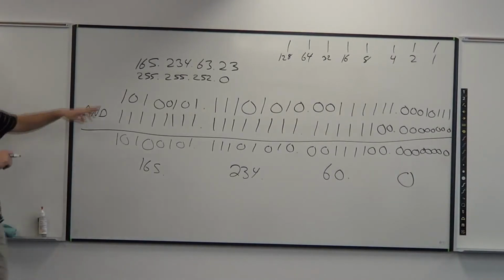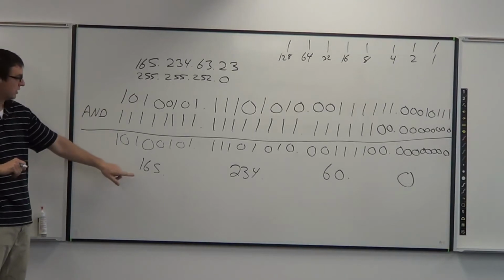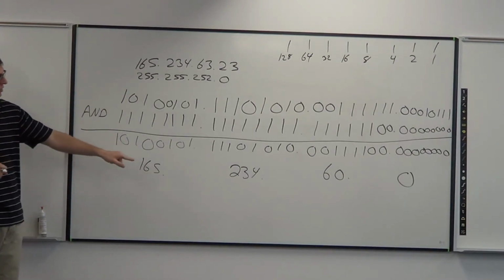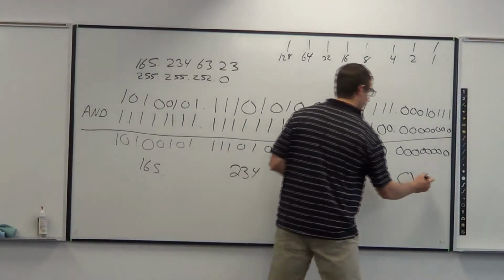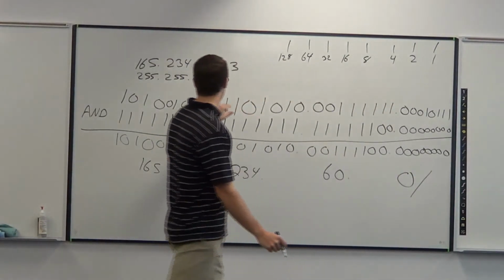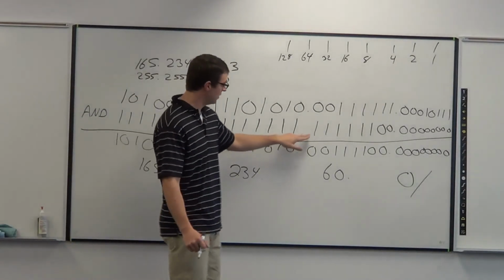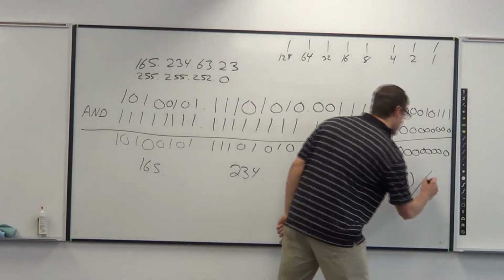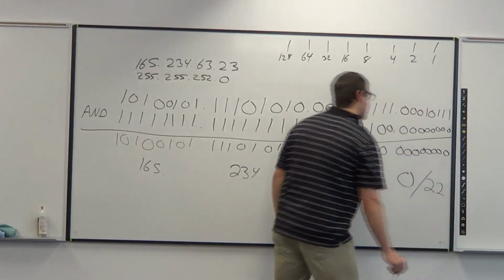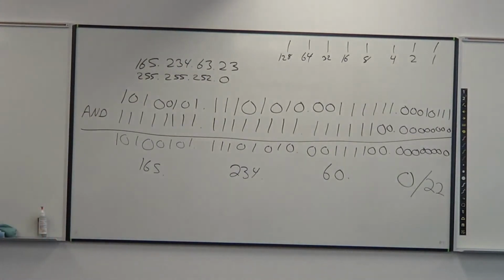63.23 address with the subnet mask of 255.252.0 is on the 165.234.60.0 network. And it has the same subnet mask, which would be a slash... here's 8, here's 16, 17, 18, 19, 20, 21, 22, slash 22. So BSC is using a slash 22 network.